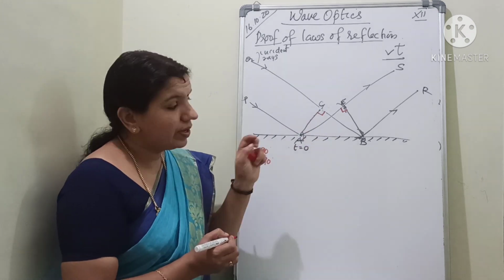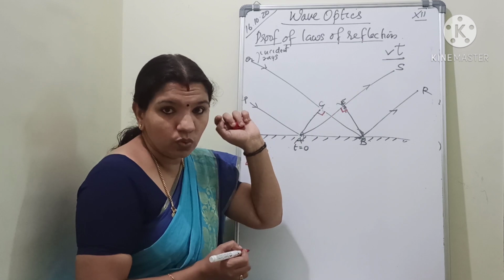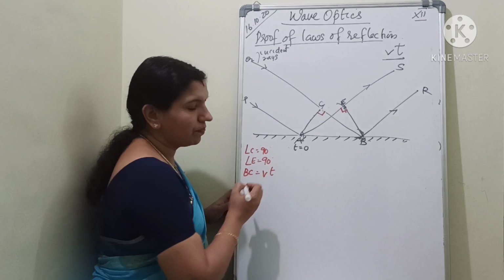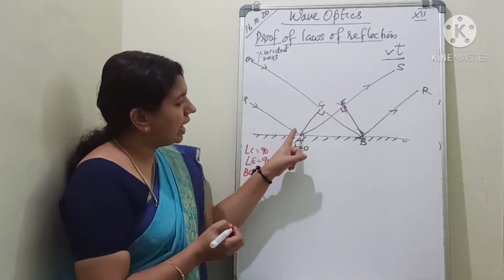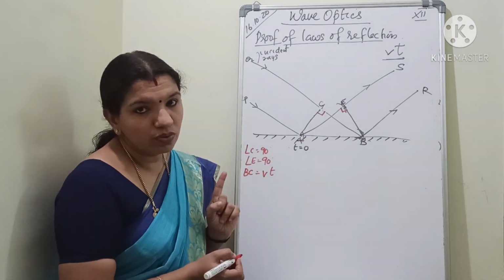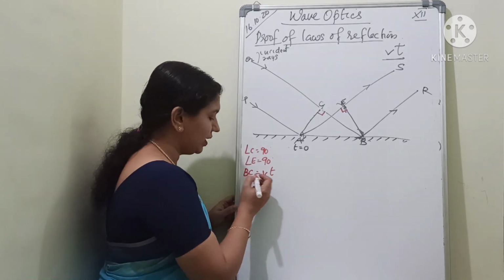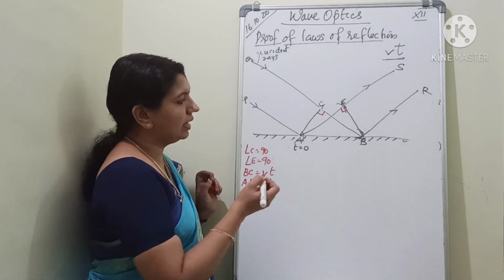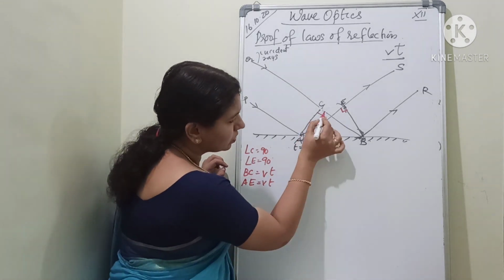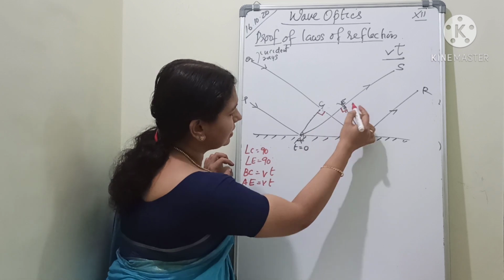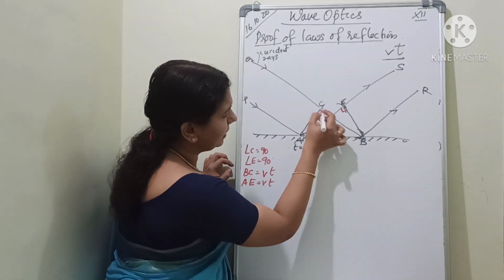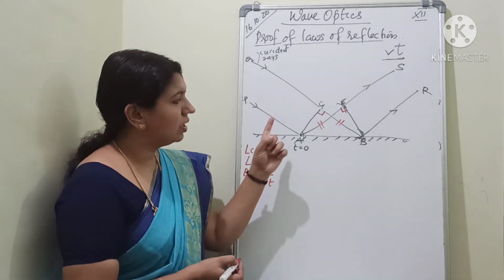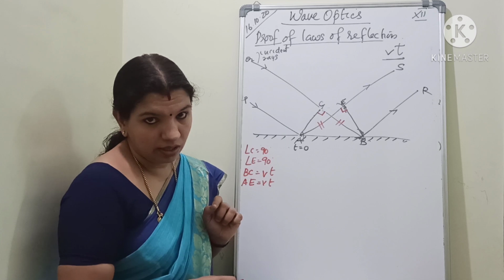Now listen, this value, that is from C to B. What is the value? We have drawn an arc with a distance of V into T. So I can say BC is equal to V into T, isn't it? And also AE is equal to V into T. Clear? So these are the two sides, that is AE and BC, and both are equal to V into T. Then the angles are also equal.